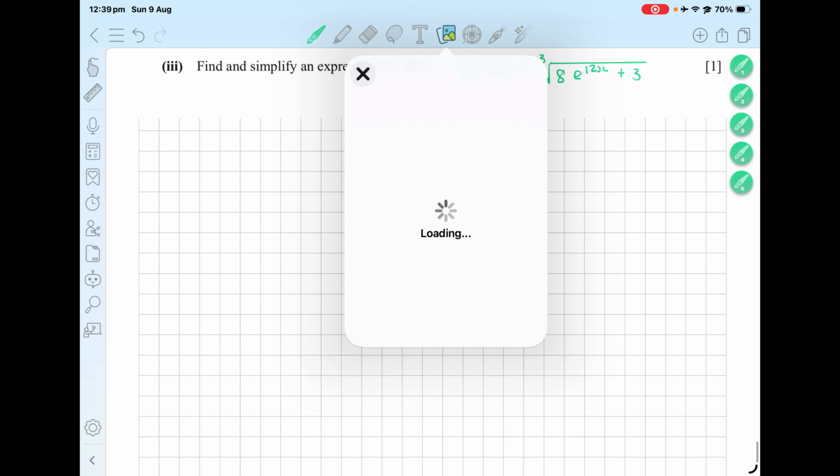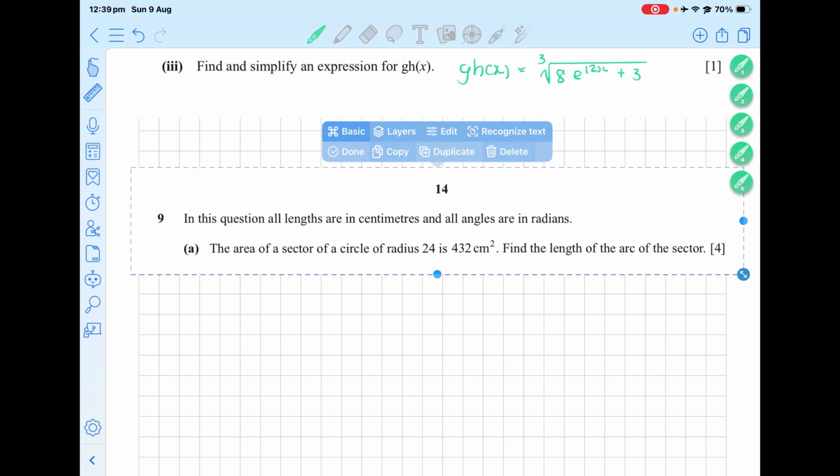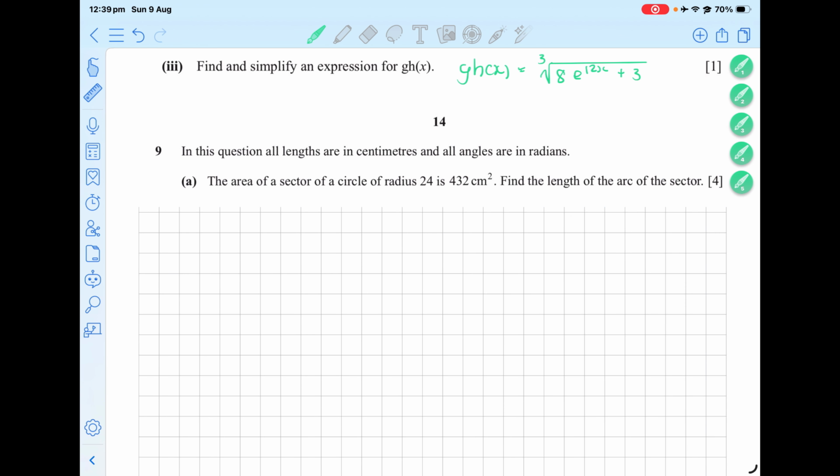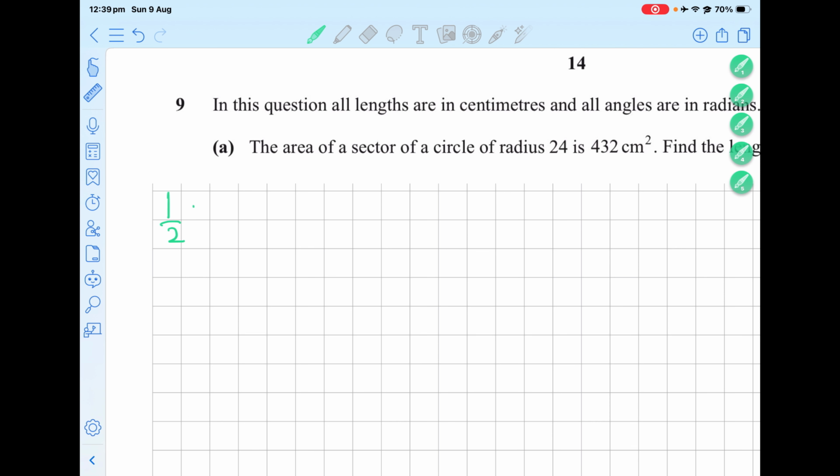Okay, so in this question, all the lengths are in centimeters and all angles are in radians. So the area of a sector of this circle is 432. So half r squared theta equals 432. So what's 24 squared over 2? 24 squared over 2 is 288. So 288 theta is equals to 432. So theta will be 432 over 288. So it will be 3 halves.